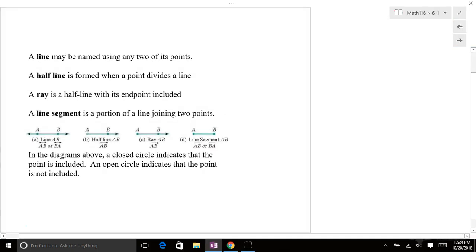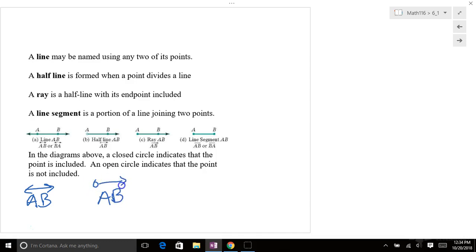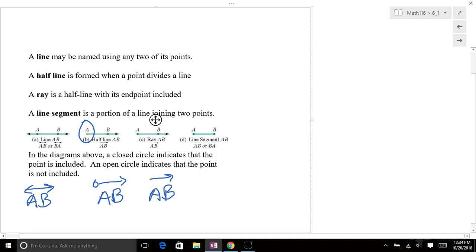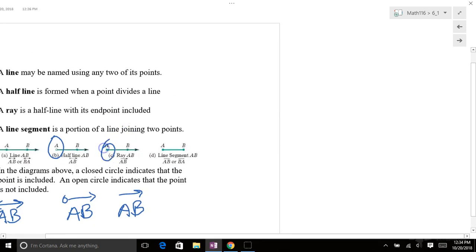We've got here a line. So the first one here, line AB. You notice that the line AB has the notation for the line above it, whereas a half line is represented as a half line. Now notice it does not include point A, whereas a ray AB, this is filled in right there. Ray AB includes the point A right there.